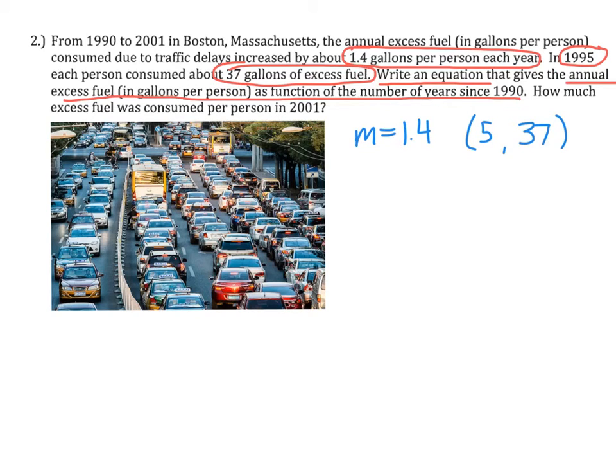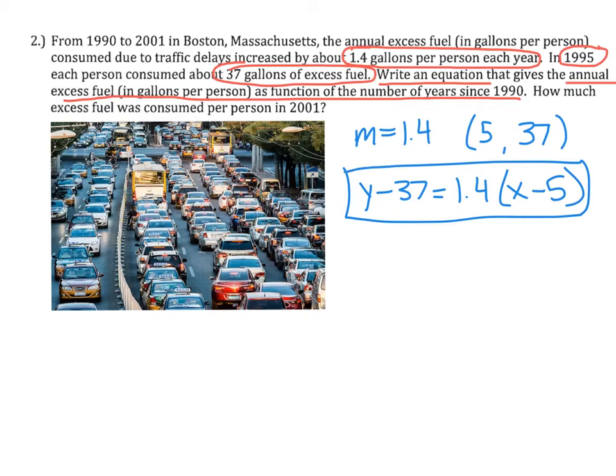So now that I have a slope and a point, I can write an equation. I can write this in point-slope form. I have y minus 37 equals 1.4 times x minus 5. And there's my equation. Now it says how much excess fuel was consumed per person in 2001. We can use this equation to do that.